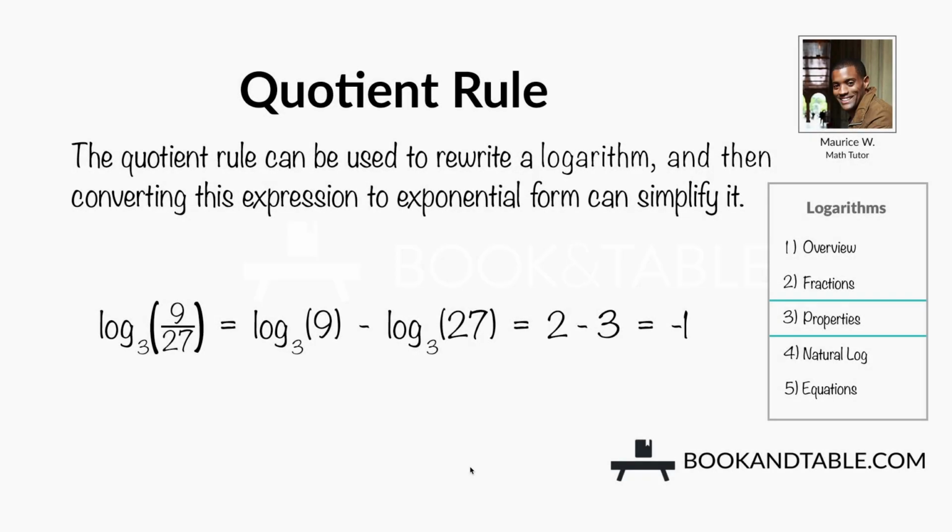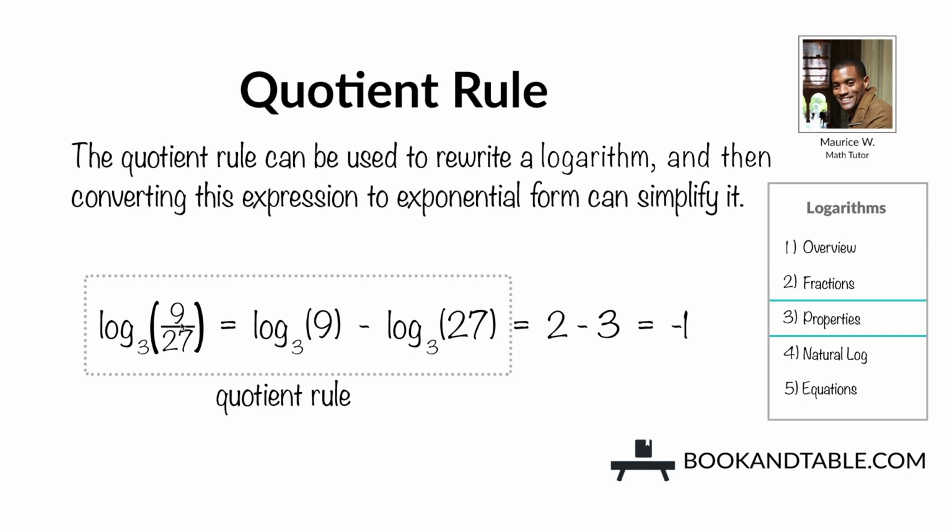Let's now discuss how we go about using the quotient rule to expand terms. The quotient rule can be used to rewrite a logarithm, and then converting this expression to exponential form can simplify it. So let's say we had the log of base 3 of 9 divided by 27. Since we are dividing two numbers in our argument here, we can use the quotient rule to separate this argument into the difference of two logarithmic terms.